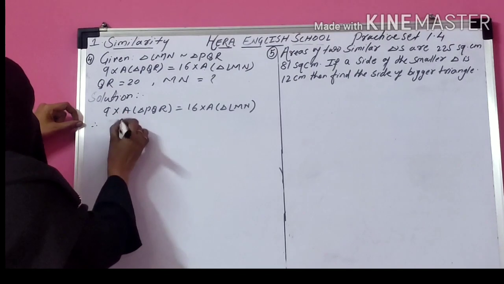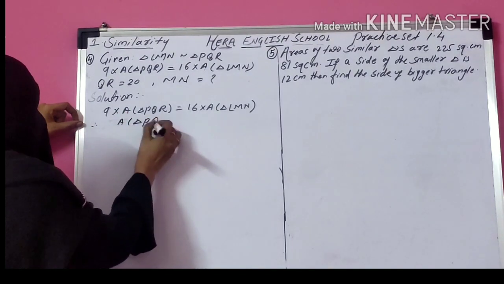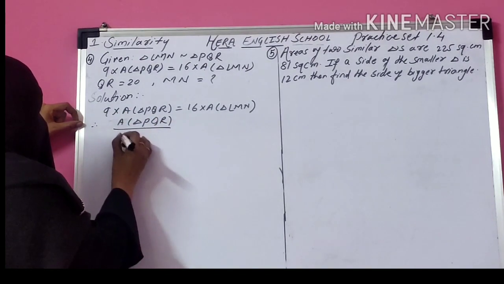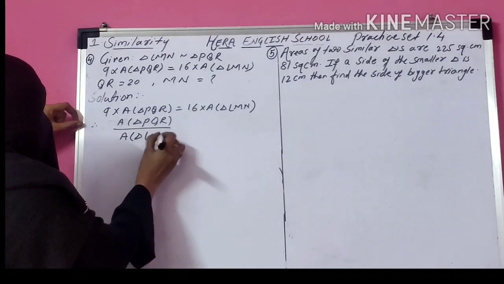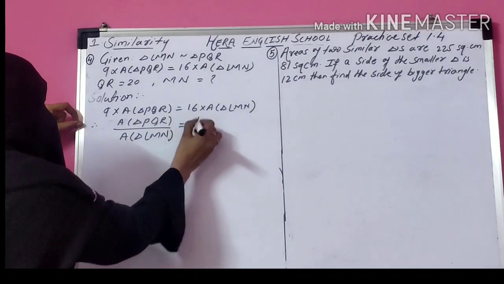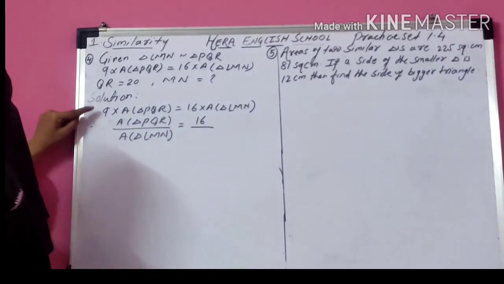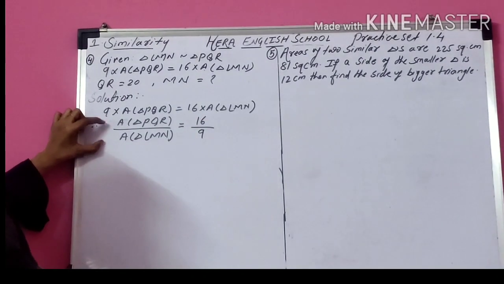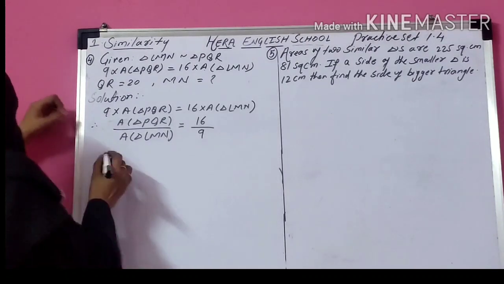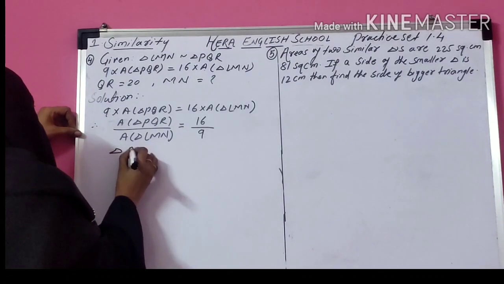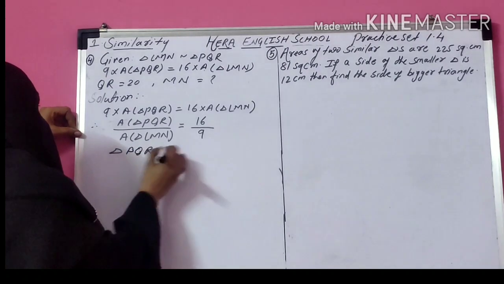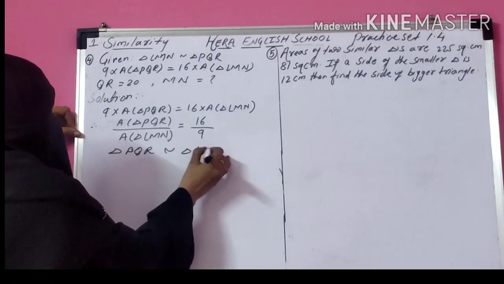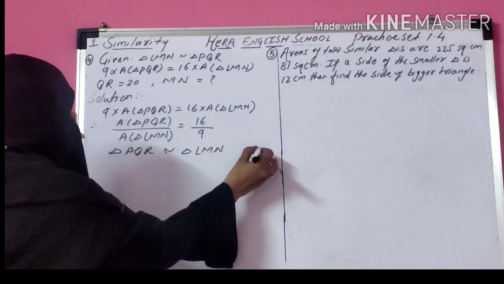Area of triangle PQR upon area of triangle LMN is equal to 16 here, 9 here in multiply, that side goes in divide. So you get the ratio of areas of these two triangles. Okay. Now the given is triangle PQR is similar to triangle LMN. This is given. Okay.